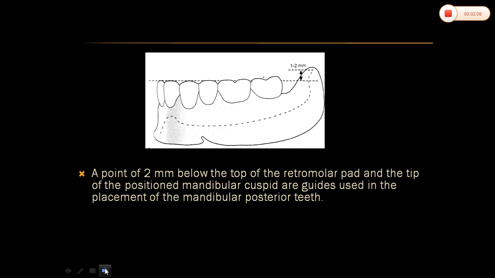A point 2 mm below the top of the retromolar pad and the tip of the positioned mandibular cuspid are the guides used in the placement of mandibular posterior teeth. So whenever you arrange the mandibular posterior teeth, usually after arranging the canine, the tip of the mandibular canine and the retromolar pad should be 2 mm below.